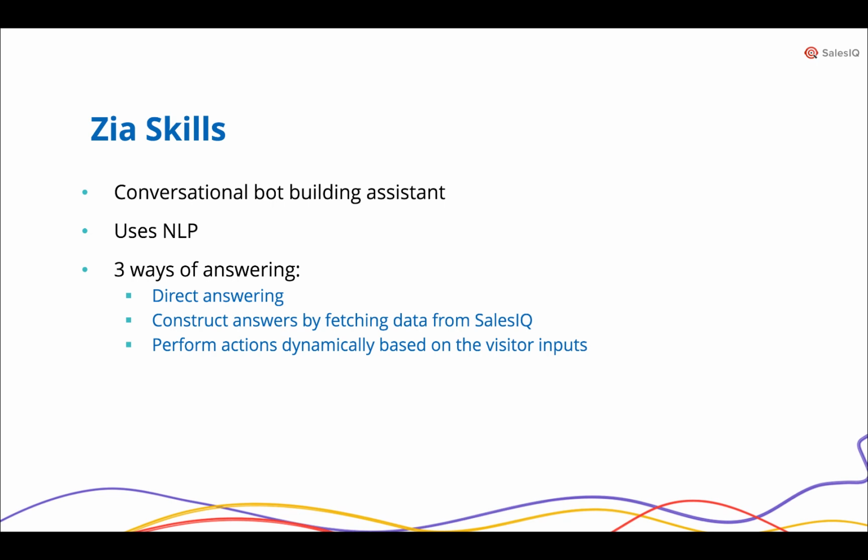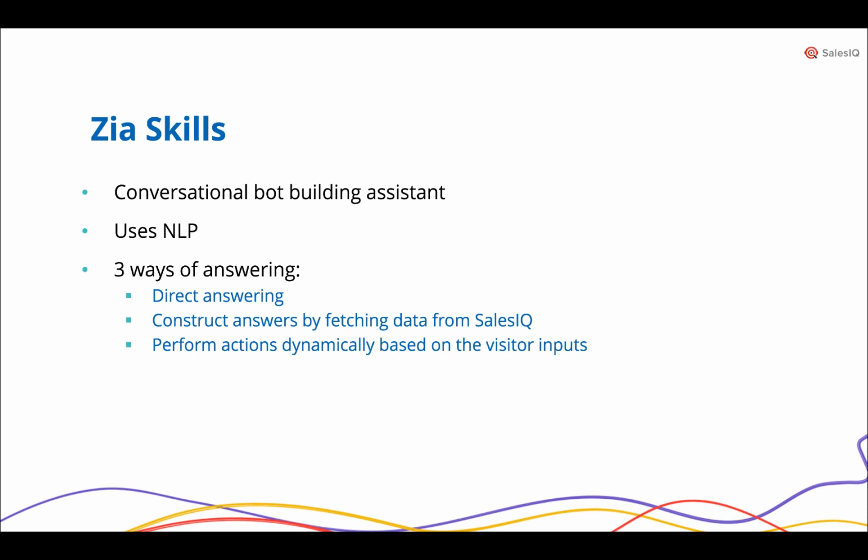So, what is Zia Skills? It's a conversational bot building assistant that uses natural language understanding to process and perform skills and actions to respond to visitor questions. So, this Zia Skills platform lets you build bots that are capable of more than just merely answering visitor chat requests. Zia Skills are smart enough to perform operations dynamically. They can fetch necessary data from SalesIQ, and they can also process it to construct contextual answers and so much more. Most importantly, Zia Skills can be developed and managed on the platform itself. So you don't have to spend an extra penny out of your pocket. So that's the biggest advantage of the platform.